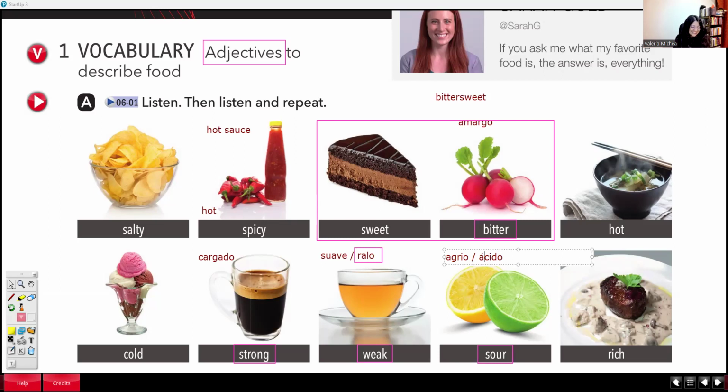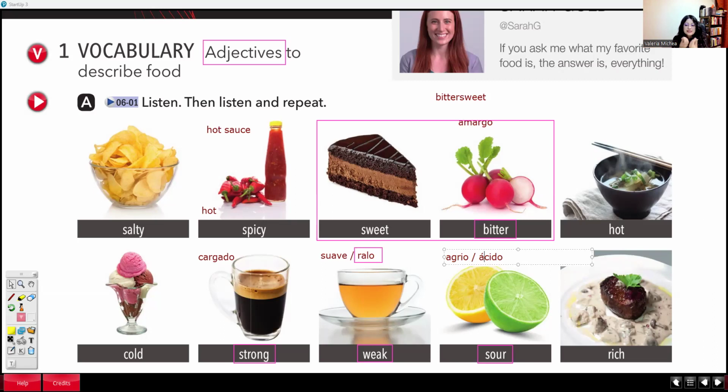Maybe, who knows? So yeah, I'm not sure really. I wouldn't know the difference between agrio and ácido in Spanish. I think they are the same, and I think sour covers both of them. But yeah, you are the experts. I trust you in the cooking field because I have no idea.